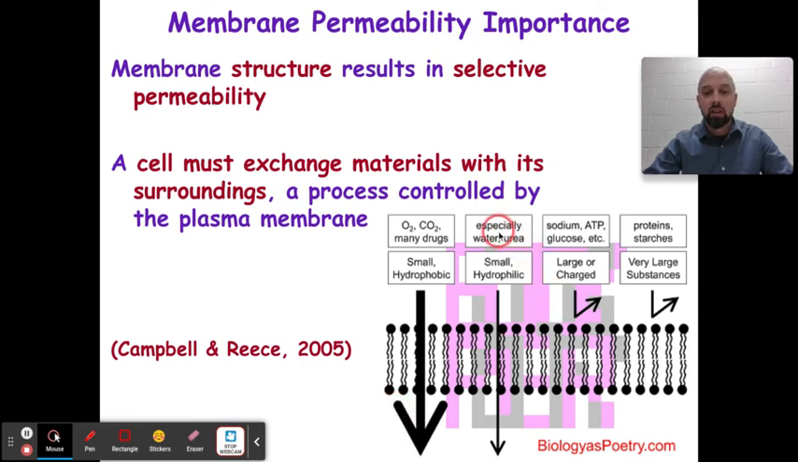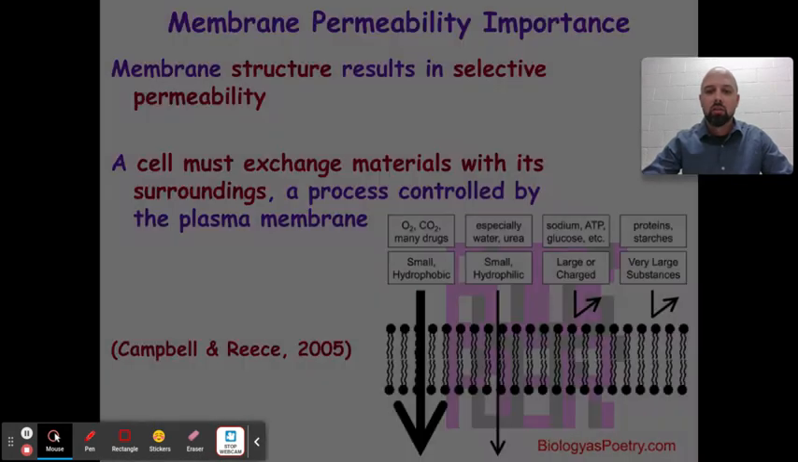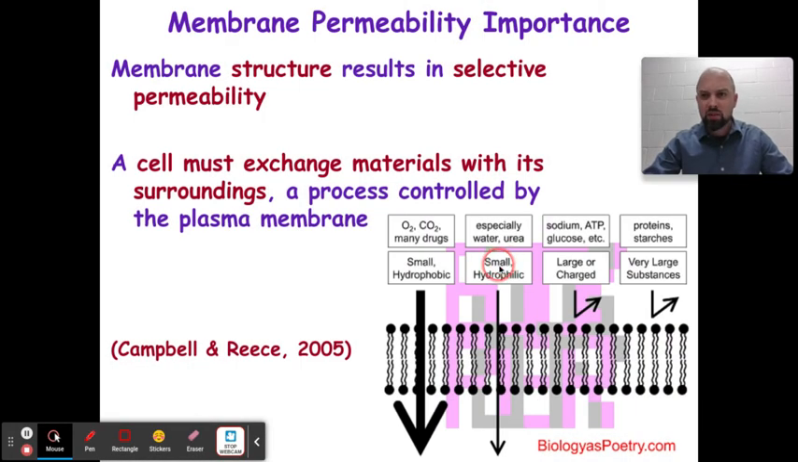Then we have other things, usually small, but they are hydrophilic, so they're still water-loving. They're not going to want to pass through that membrane really freely due to those chemical structures of being polar, but because they're so small, they can still pass through that membrane in small amounts.